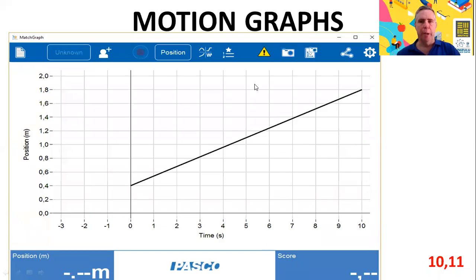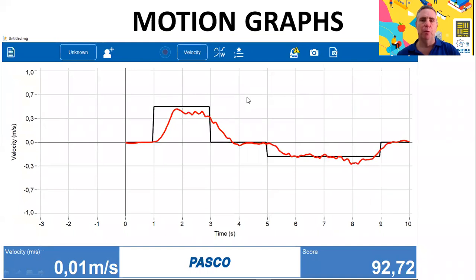So that PESCO match graph activity is a great way to learn more about graphs of motion. What you saw when I tried it was it's quite easy to understand the position time graphs, but the velocity time graphs are much more difficult to understand. And just looking at a graph like this, it takes quite a lot of thought to work out what's going on at each stage of the graph. Now, for matric, you need to be able to move between position, velocity, and acceleration time graphs. Now, I want to help you to do that.